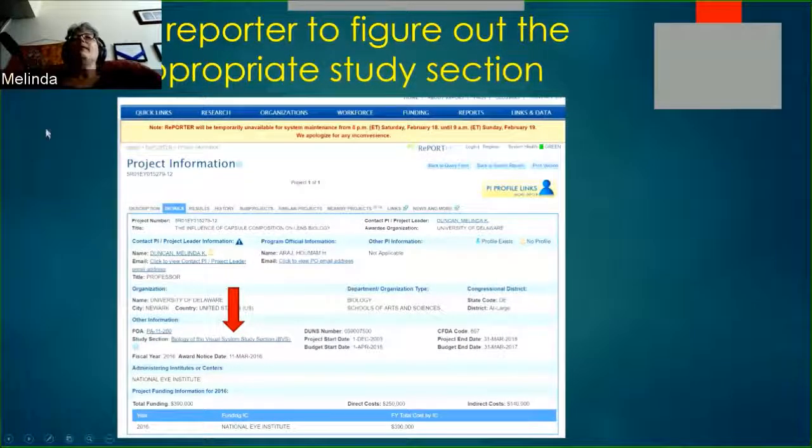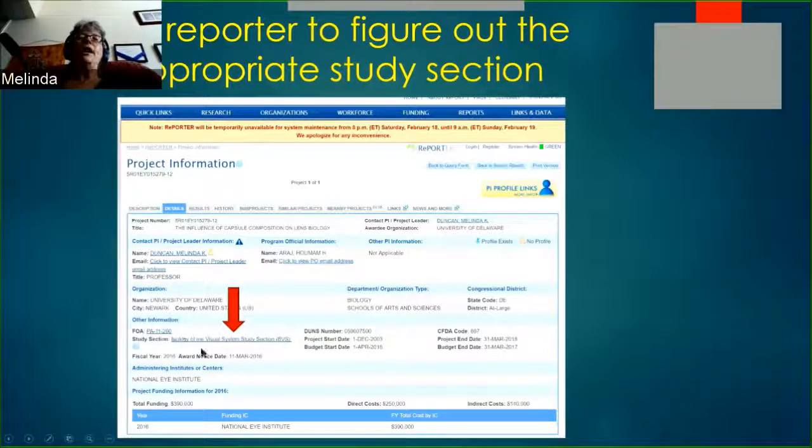Okay, so we're going back to NIH Reporter again as our friend. If you have discovered grants that are in similar areas to what you're working in, you can also figure out what study section reviewed that grant. This is actually an NIH Reporter output from one of my awards. Down here, my program official is Humana Raj. This is my title. Down here is the important information of study section. All of my grants are reviewed by a panel called Biology of the Visual System.